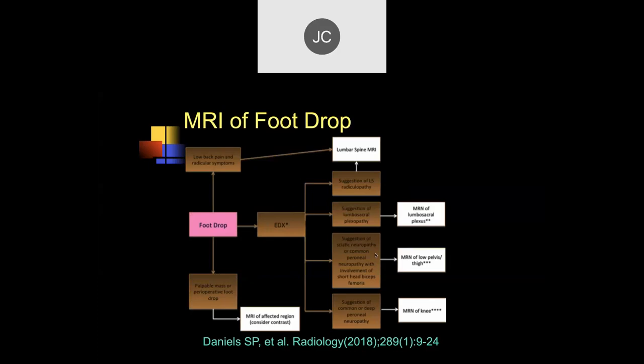So in evaluating foot drop, you can develop foot drop anywhere along the course of these nerves, including the lumbar spine or around the knee, which are common locations where you can get injuries to the nerves that can produce foot drop. And then you can look for masses. So you basically do a physical examination and then have to decide whether the imaging should be in the region of the spine, lumbar plexus, lower part of the pelvis, or around the knee.